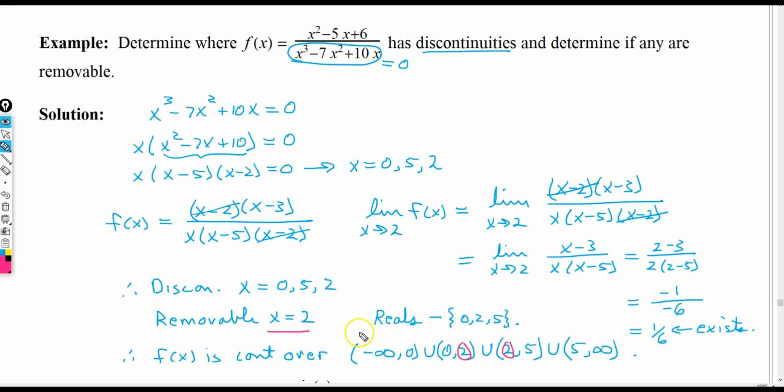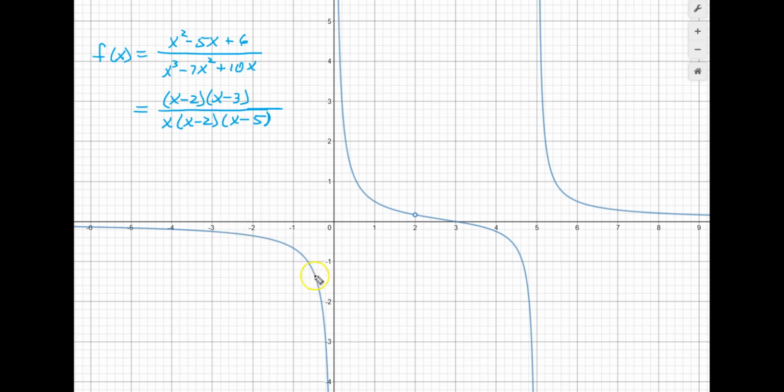indicated over here. And here's what the graph of this function looks like. You notice that the function is undefined when x is 0. We have a vertical asymptote when x is equal to 0, so the function is undefined there. We have another discontinuity at x equaling 5. Another vertical asymptote occurs there.